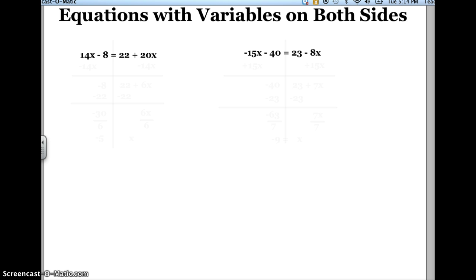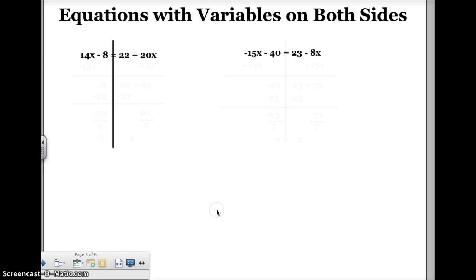Now whenever I do two-step equations or multi-step equations, the first thing I always do is make a fence through the equal sign. And what that tells me is whatever I do on one side of the equal sign, I have to do on the other side also. The first step I always try and do when I solve problems like this is I get all my variables on one side. Right now I have a variable over here, the 14x, and I have a variable over here, the 20x. So what I'm going to do is get rid of the variable on one side or the other.